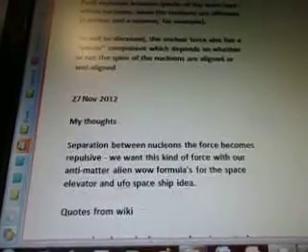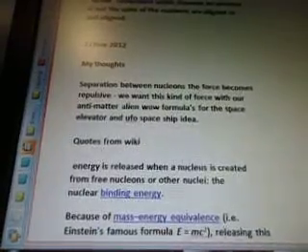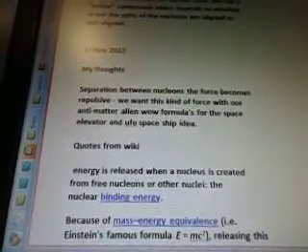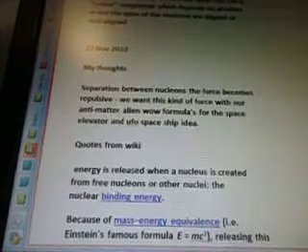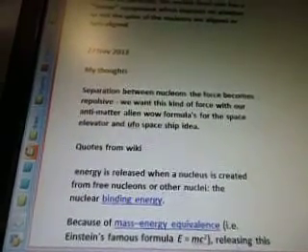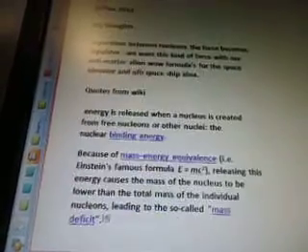November 27, 2012. My thoughts. The separation between nucleons, the force becomes repulsive. We want this kind of force with our antimatter alien Wow formulas for the space elevator and UFO spaceship idea.